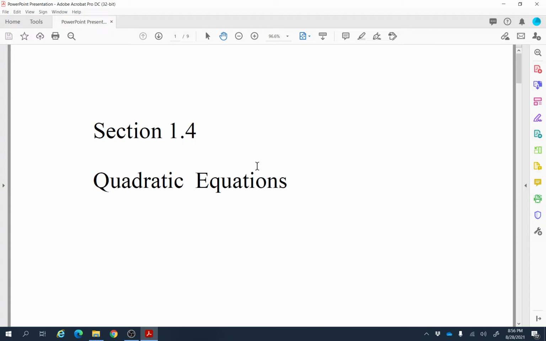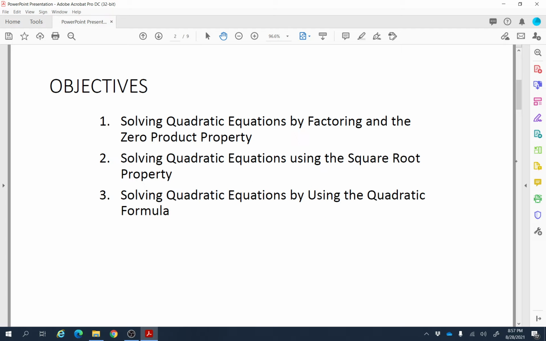In this section, we're going to talk about how to solve quadratic equations. Quadratic meaning second degree. So if you are solving a second degree equation, for example, 3x squared plus 2x plus 5 equals 0, this is called quadratic because the maximum degree of the variable in this equation is 2. Okay, so our goal is to solve equations like this.